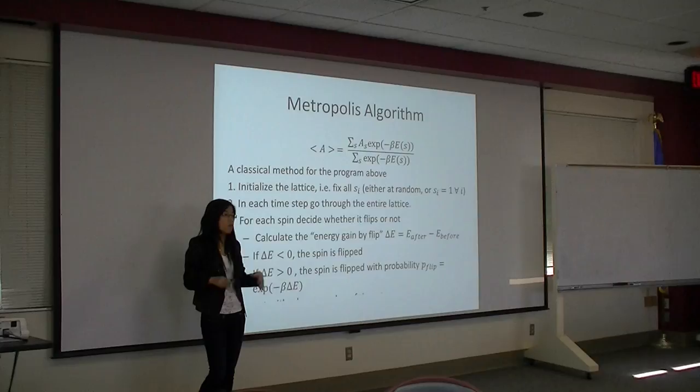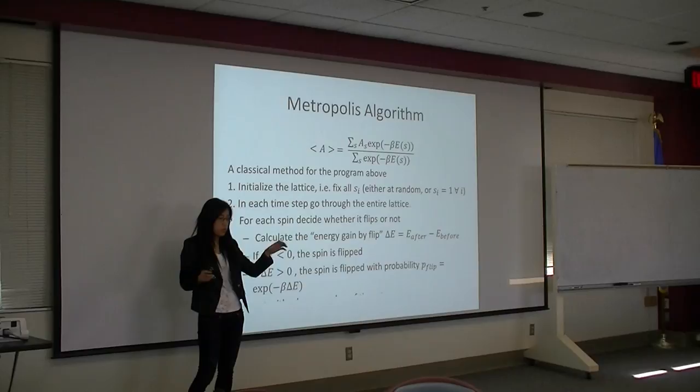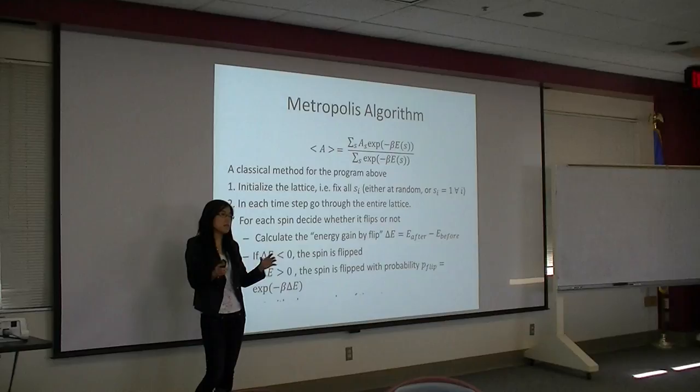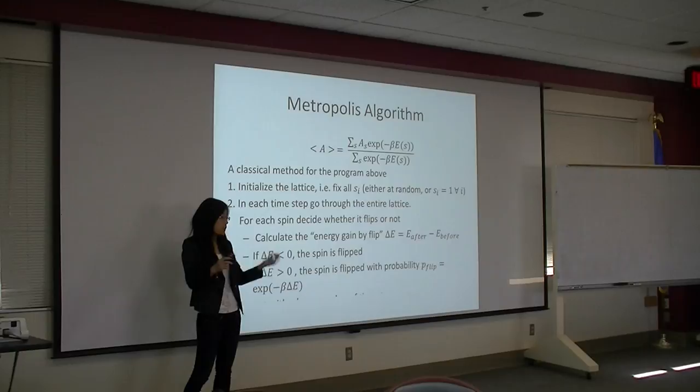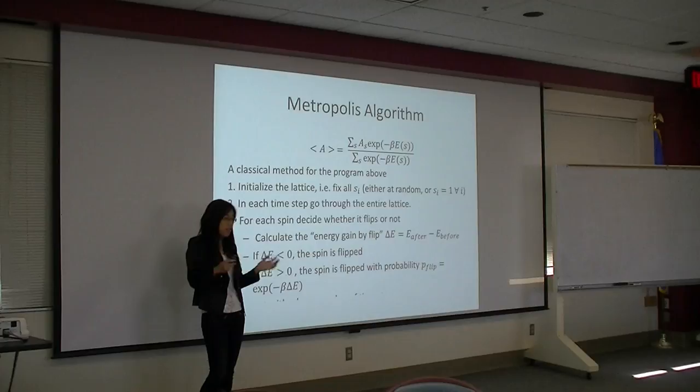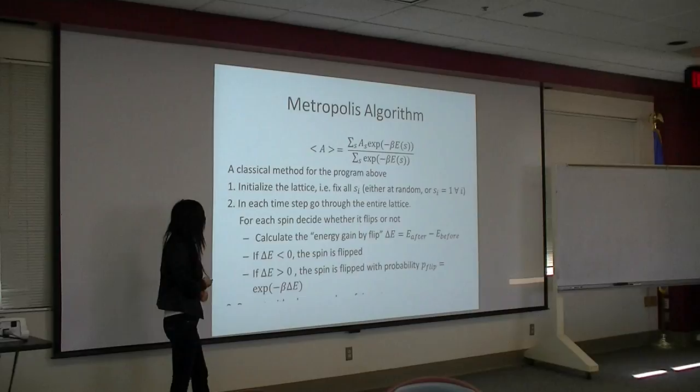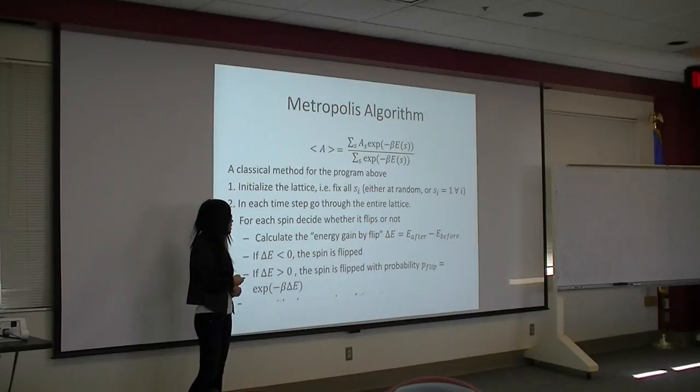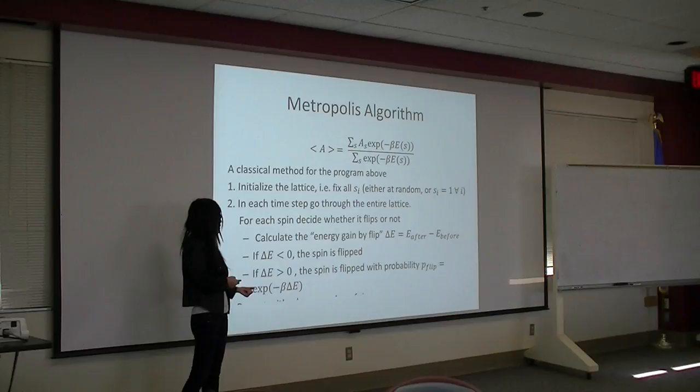And second, we will choose one spin on this lattice, and we will flip this spin. We will calculate the difference in energy between before the spin is flipped and after the spin is flipped. And if the difference of the energy is smaller than zero, then we will flip the spin. Otherwise, the spin is flipped with a probability.